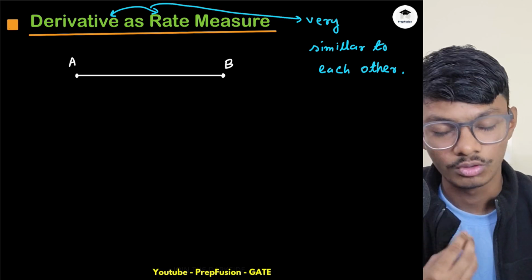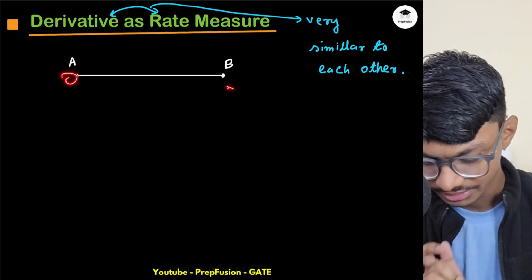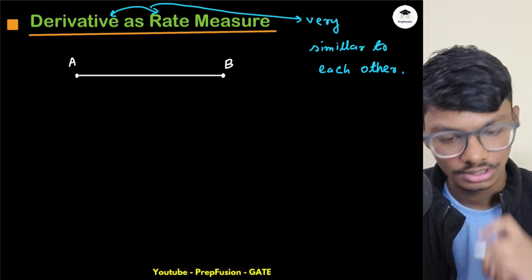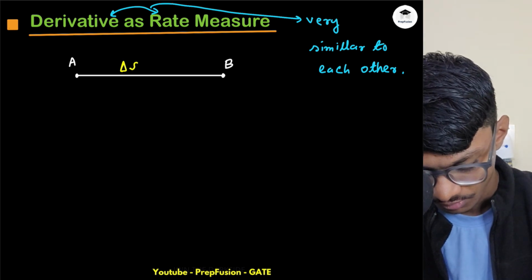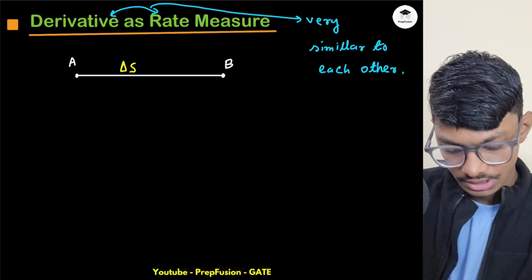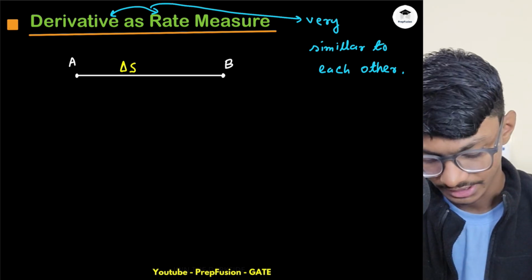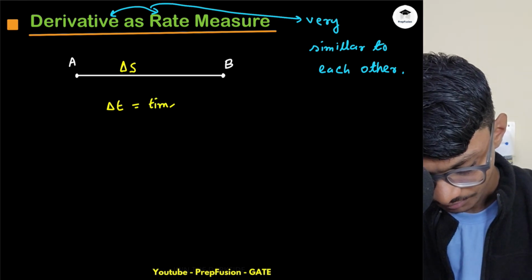What do you mean by similarity? Here I have 2 points A and B, and the distance between them is, let's say, delta S. I have a particle that has traveled distance delta S, and in what time has it traveled? It has traveled in delta t time. Time and distance.